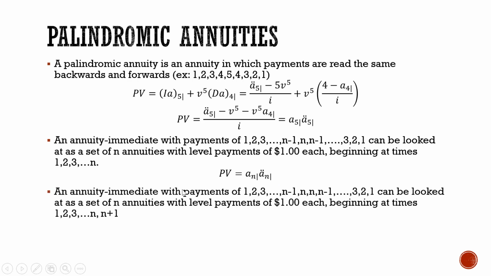An annuity with payments 1, 2, 3, n minus 1, n, and another n minus 1, 3, 2, 1. So basically here is also palindromic, but n is doubled. So the present value of this is a n plus 1 times a double dot n. If we have this annuity due, then this becomes a double dot n plus 1 times a double dot n.